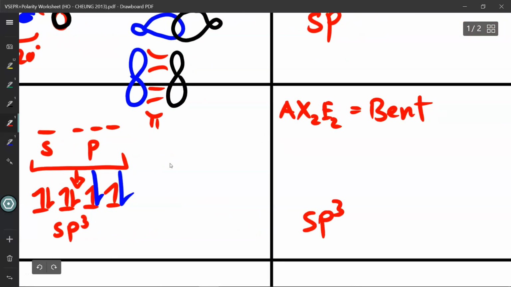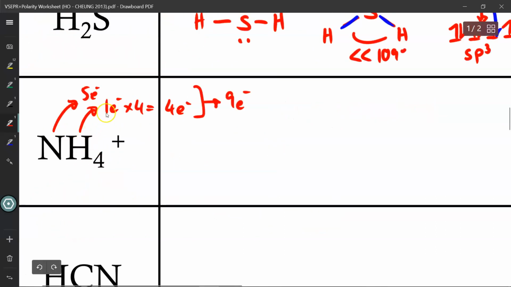sp3 hybridization. Now ammonium has 1 electron for each hydrogen times 4 equals 4 electrons. 4 electrons plus the 5 electrons from nitrogen gives you 9. But oh wait, we're supposed to have an even number, not odd. Take a look at the plus. By having a positive charge here, you're saying you have 1 less electron than you normally would have. So 9 minus 1 equals 8 electrons. And there we have it, a nice even number.